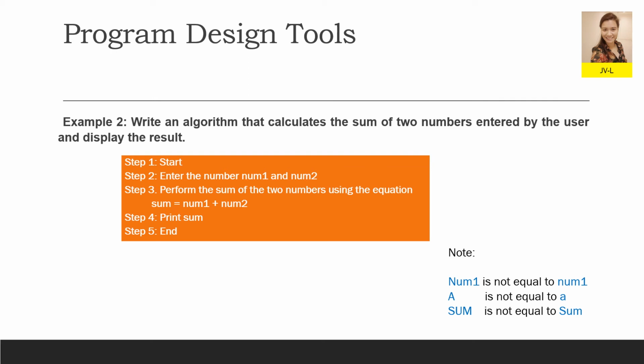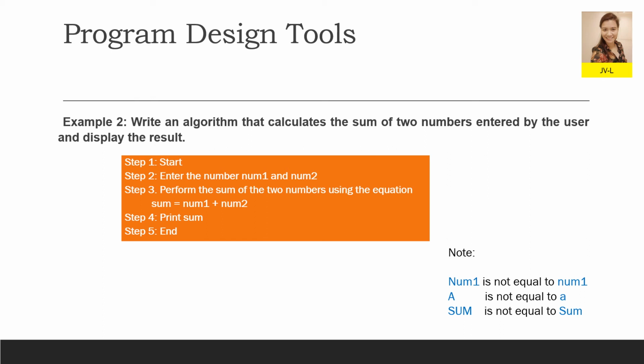Step 1, start. Step 2, enter numbers for the variables num1 and num2. Step 3, perform the sum of two numbers using the equation sum is equal to num1 plus num2. Step number 4, print sum. Step number 5, end. Take note of the following.